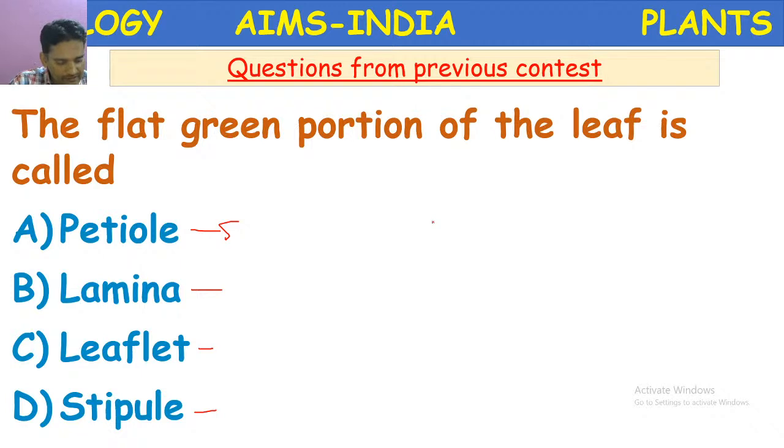Sheikh sir, you said leaf blade, but what is the term given here? Lamina. Very good. So this is the correct answer. The correct answer is B. Petiole is the stalk of the leaf. Lamina is the leaf blade or surface of the leaf. Leaflet means, in a compound leaf, it's a part of the leaf. Stipule means in the stem node, here the leaf arises.